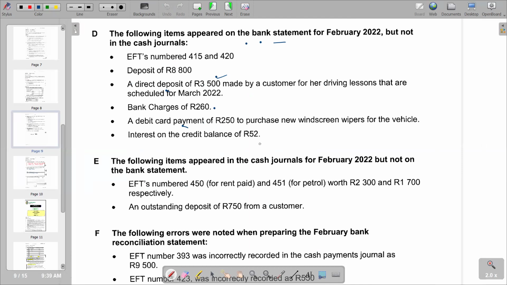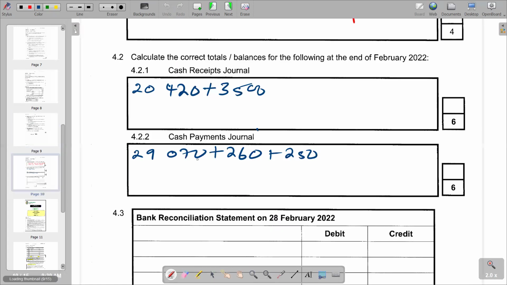Then we go to the next one, which is now saying interest on the credit balance of 52. So on the bank statement, if it's interest, it means it's going to increase the balance on the credit side, of which the credit side of the bank statement reflects the favorable balance. So it's an addition that we have for the receipts. So we are going to add under cash receipts journal. So basically, we come here, we say plus 52 under cash receipts journal.